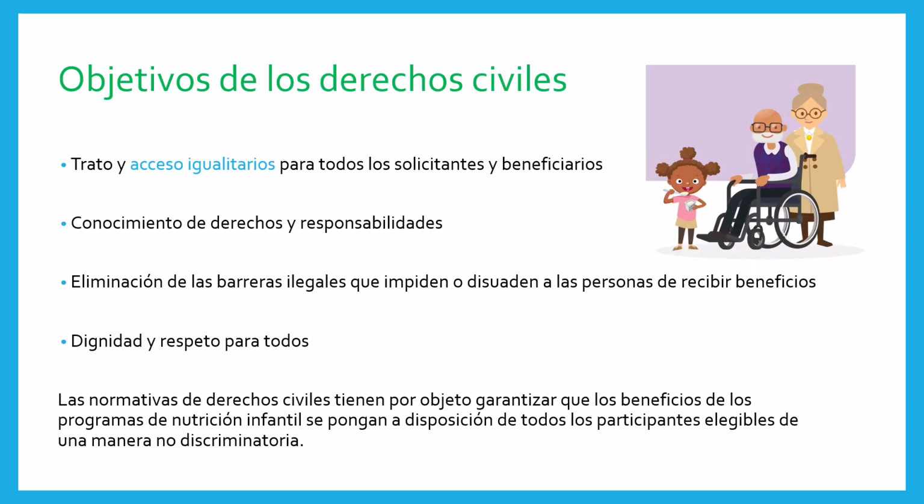The overall goal when we talk about civil rights within the federally funded child nutrition programs, including the Child and Adult Care Food Program, is to ensure equal treatment and access for all current and prospective participants. To ensure that this is happening, we need to make all prospective participants aware of their rights. We need to eliminate any barriers, real or perceived, that might prevent participation, and we need to ensure that we are treating people overall with dignity and respect. Throughout this presentation, we will review the ways to achieve these goals through civil rights compliance.